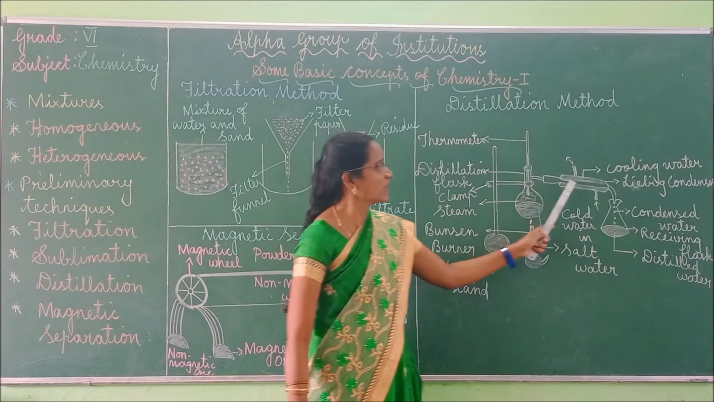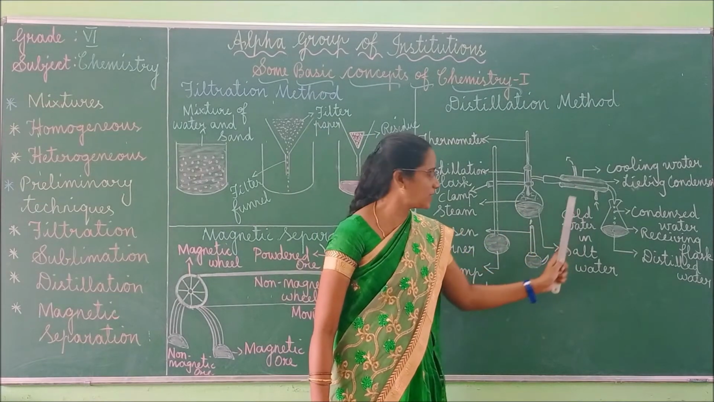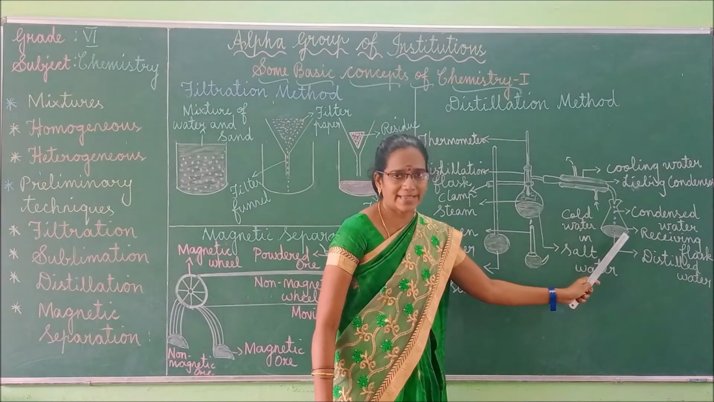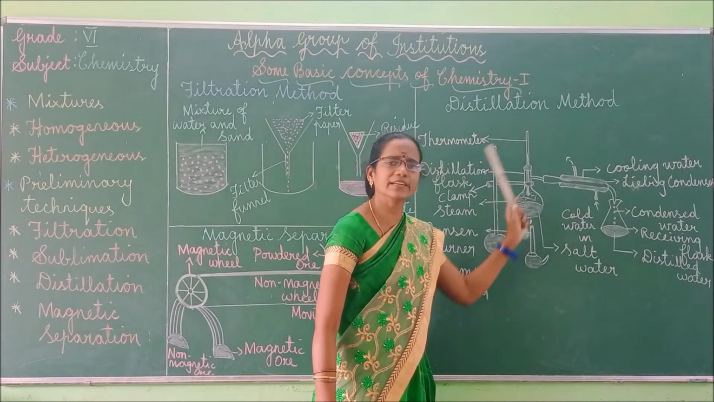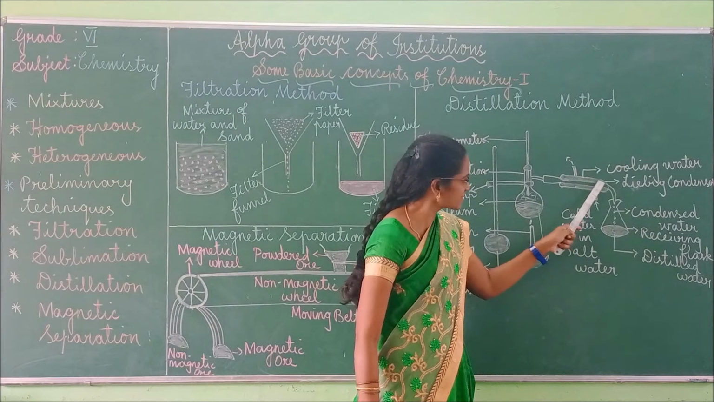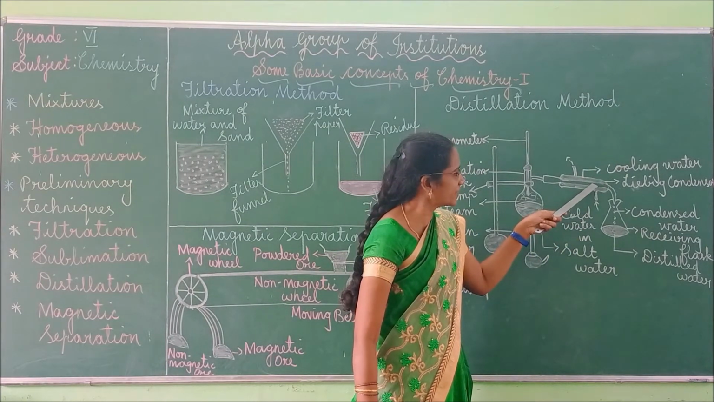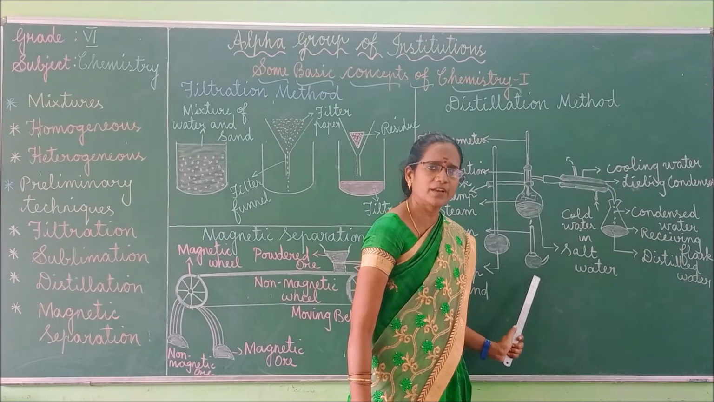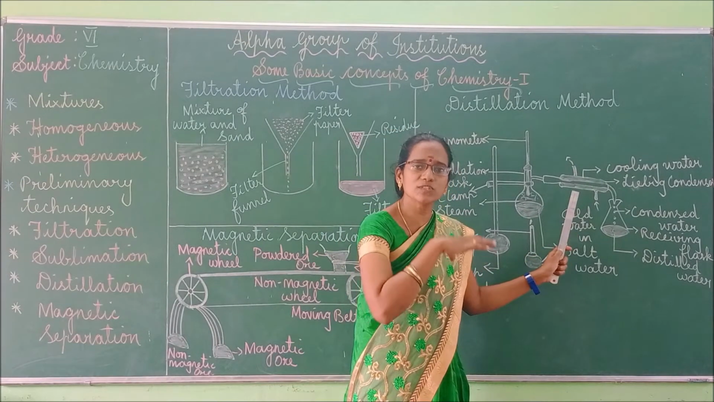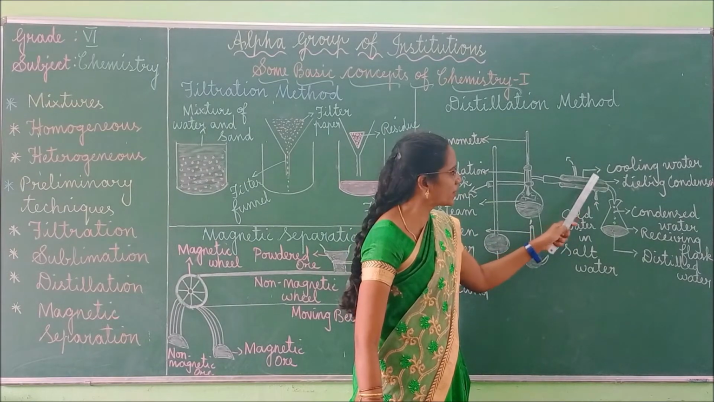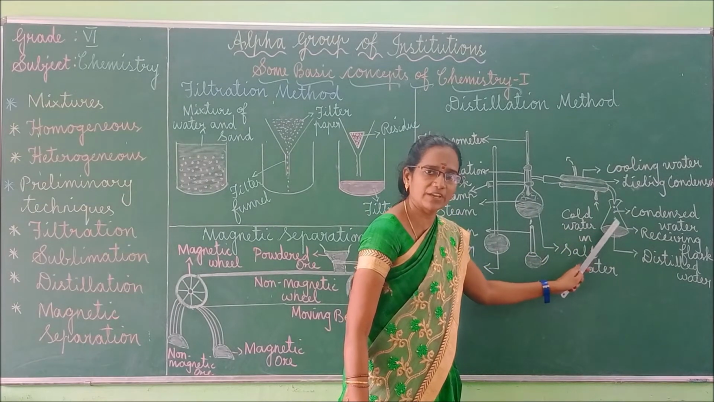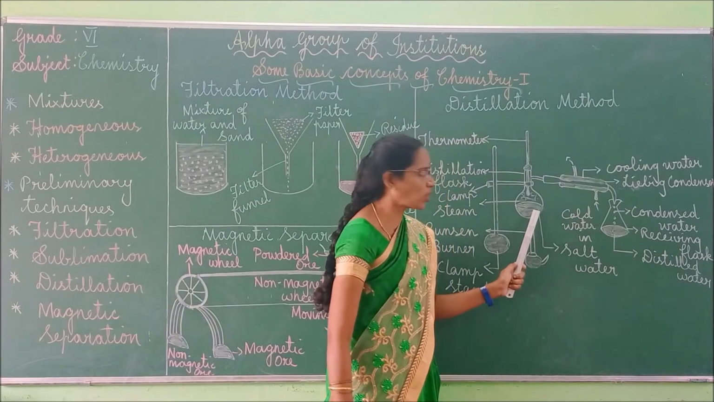This is the distillation flask, and this is the condenser, the Liebig condenser. Through this Liebig condenser only, this liquid solution is condensed into water again. It changes into vapor and then condenses back into liquid. Since we are using the Bunsen burner, at a particular time the temperature goes very high, so cooling water is used. It is mainly used for cooling purpose. So this is the cooling water, and through this condenser, the condensed water is received in this receiving flask or conical flask.